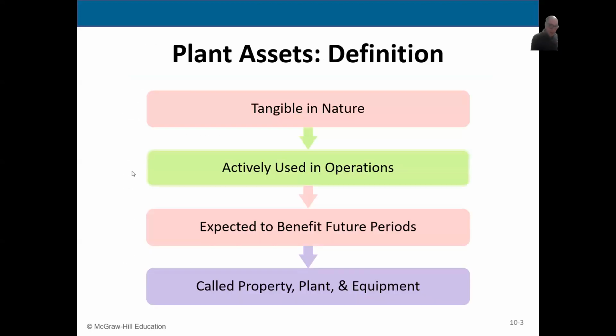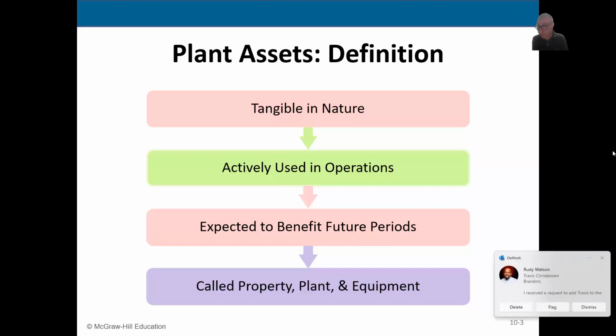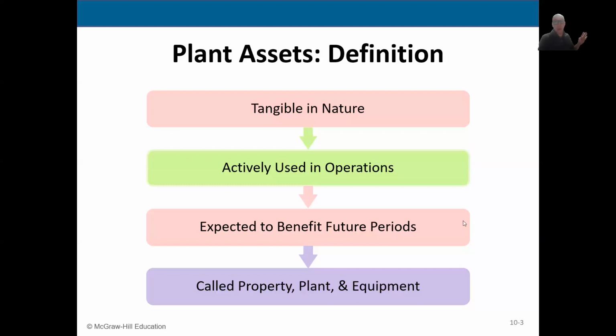So, plant assets, called property, plant, and equipment. These are tangible. You can physically touch them. They're used in the day-to-day operations of the business in order to help the company generate revenue. We call that expected future benefit. That's the expected future revenue. Expected future benefit means that's the revenue we expect to earn from the use of the property, plant, and equipment.